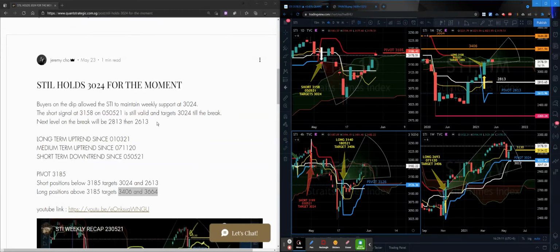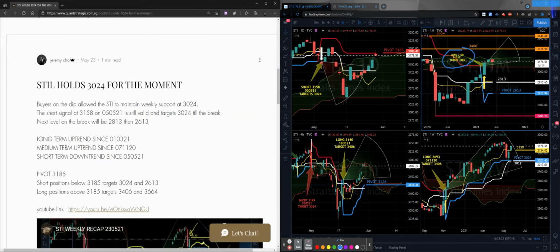So once again, for a recap, look at the monthly chart. The monthly chart is an uptrend with a long signal, since the 1st of March 2021, targeting 3406, and it's on the blog on the left-hand side, long-term uptrend since 1st March 2021. That's where I get my levels from.